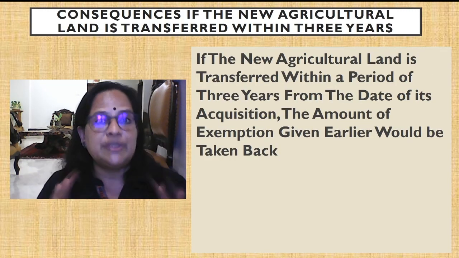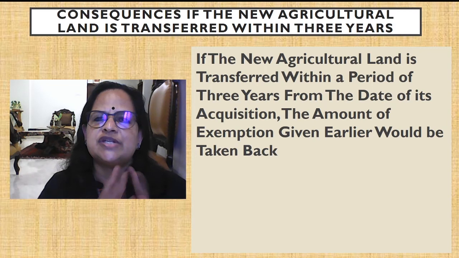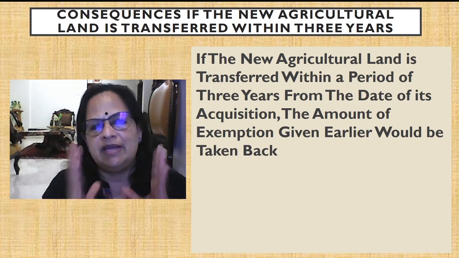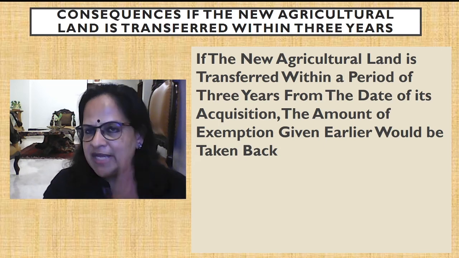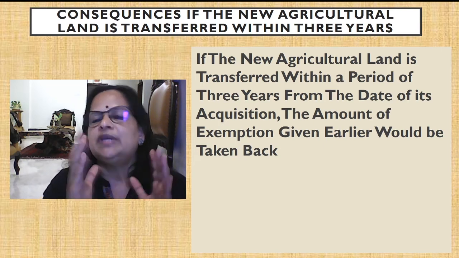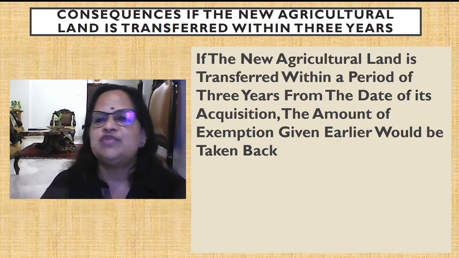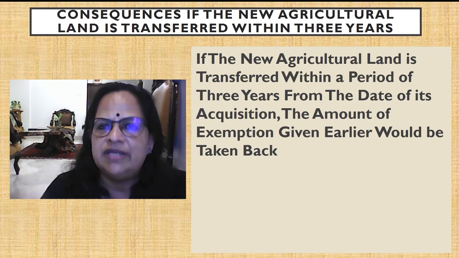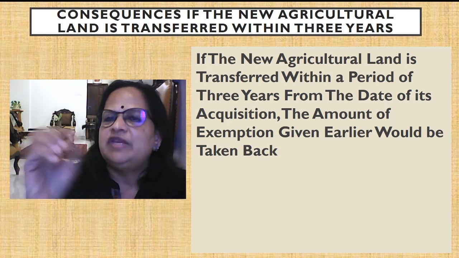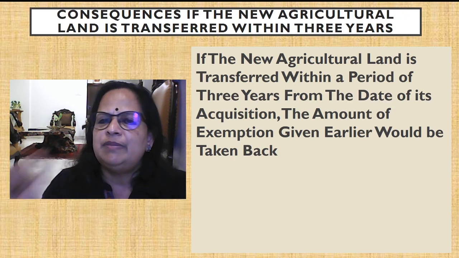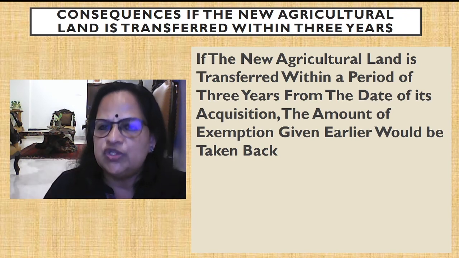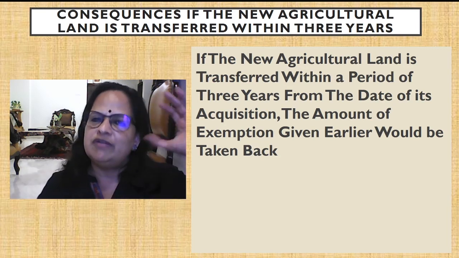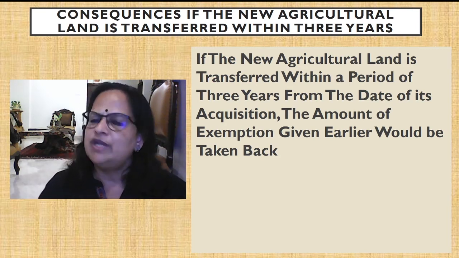Now, there are consequences if the agricultural land is transferred within 3 years. For almost all the sections, this 3-year ban, a lock-in period, is there. If you are claiming tax exemption under section 54, the new asset you cannot transfer for 3 years. If the new agricultural land is transferred within a period of 3 years from the date of its acquisition, the amount of exemption given earlier would be taken back. That means whatever capital gain exemption you claimed, now you have to pay tax.